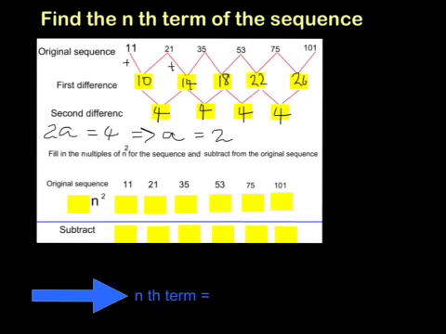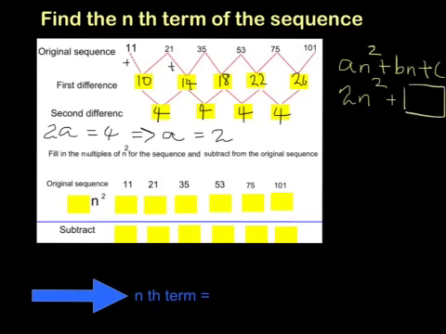So the general quadratic sequence, if you can recall, was an squared plus bn plus c. Let me write it out. So the first part of the sequence can be written now as, because a is 2, 2n squared. So we need to work out the next part of the sequence now.